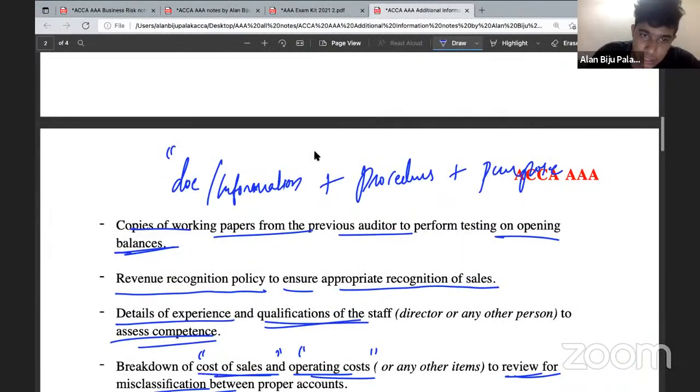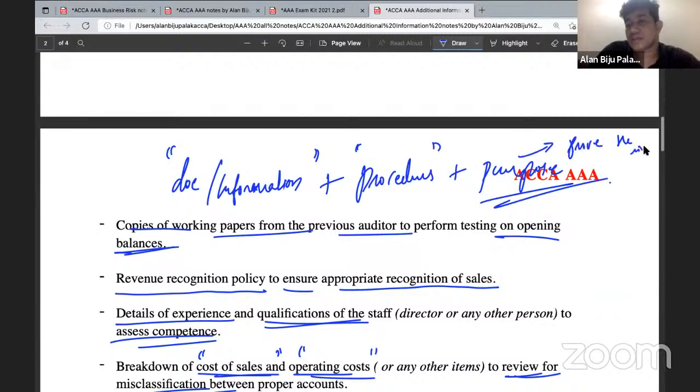You need to mention the document. Then you need to mention procedure. Procedure means that you need to inquire something, then obtain, then review, recalculate, reperform, ensure, inquire. All these are the procedures. And finally, you need to mention about the purpose as well. So basically, the purpose will be to prove the risk, whether to understand that the risk is existing there or not. That is the purpose of the additional information. So this will be the way in which you will be including additional information within the scenario.